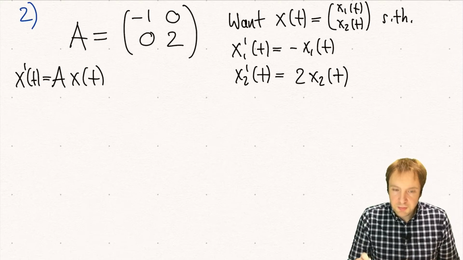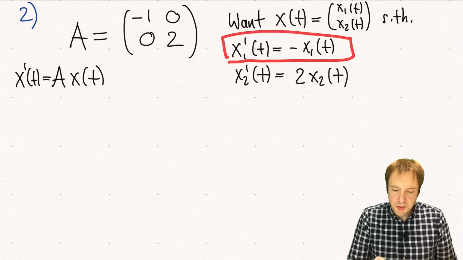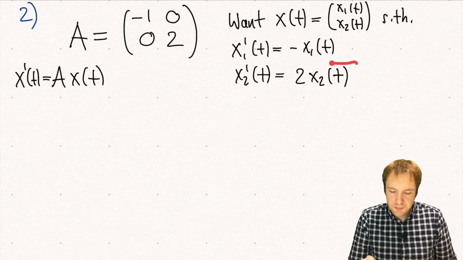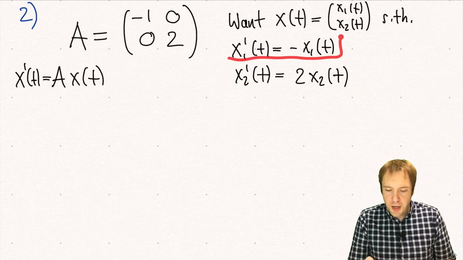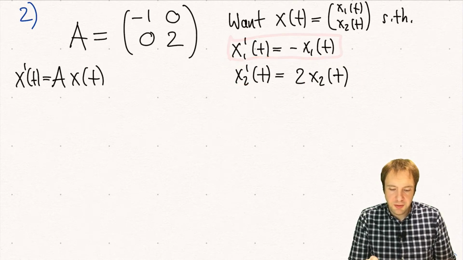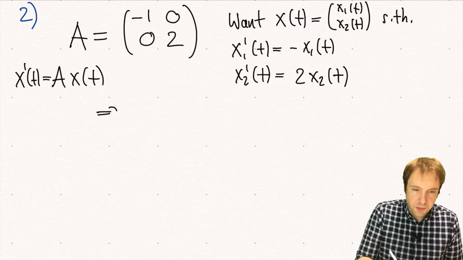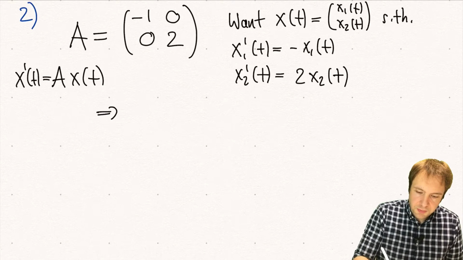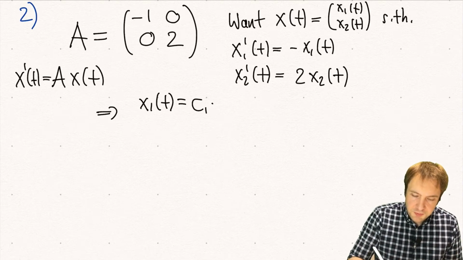But here in this example we see that it's quite simple, because in this equation we just have something with x1, and in this equation we just have something with x2. So in this case we ask for a function such that the derivative is minus 1 times this function. Well, there we know the solution is x1, by this proposition, some constant c times e to the minus t.